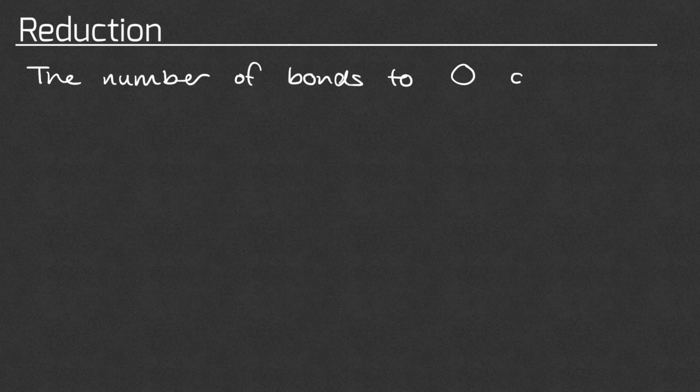We're now going to look at what reduction is. Reduction is the opposite process to oxidation. So in oxidation, we increase the number of bonds to oxygen. We go from alcohols to aldehydes, aldehydes to carboxylic acids, or alcohols to ketones. In reduction, the number of bonds to oxygen are decreased. So we're going to go from being an aldehyde or a ketone back to being an alcohol.